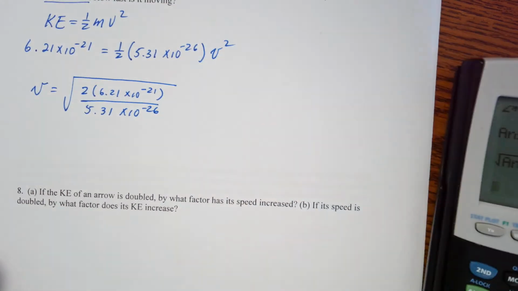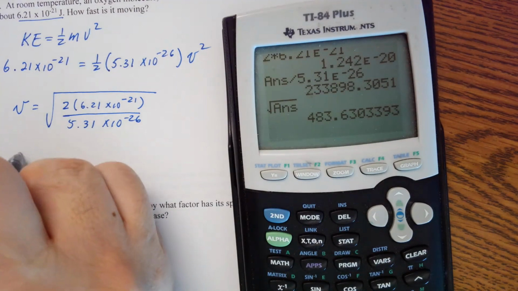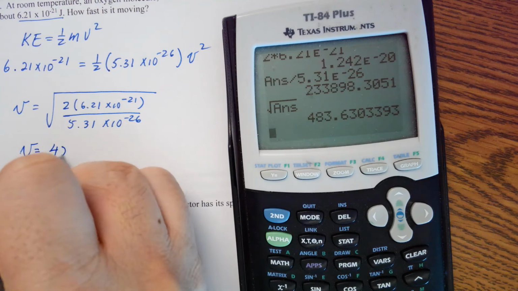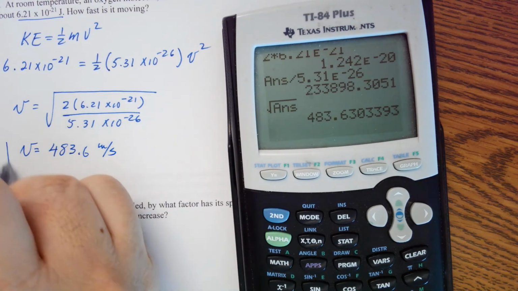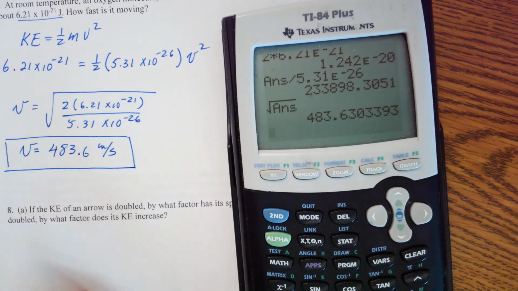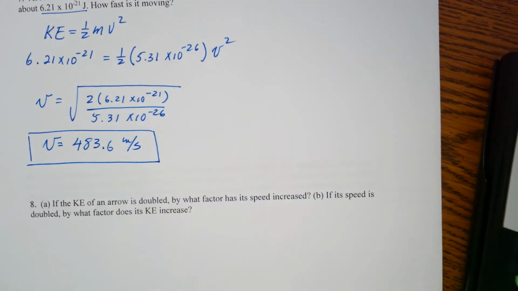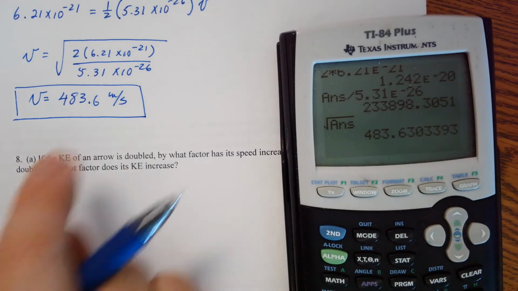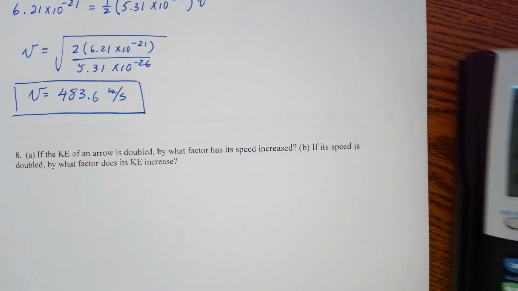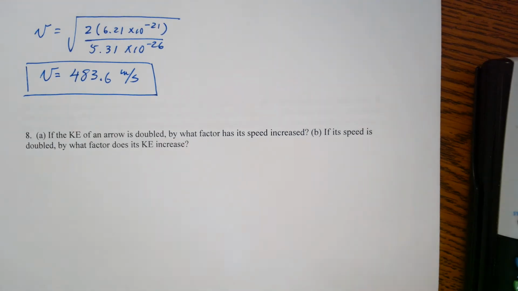Boom. So you get about V is equal to 483.6 meters per second, right? That is definitely more than the speed of sound. That's about 1.5 times the speed of sound, so that's why you don't hear it, okay? Because if you were able to hear that thing, it would drive you nuts. All right, next.